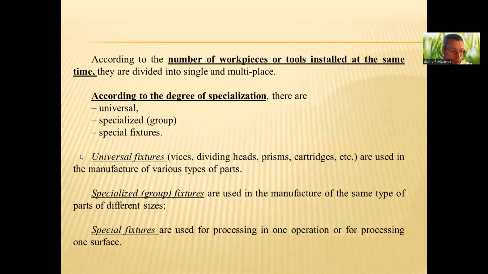Please write down to your notes these three types of fixtures according to degree of specialization: universal fixtures, specialized fixtures, and special fixtures.